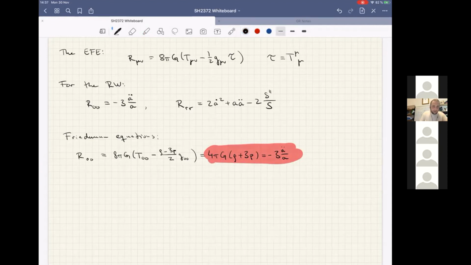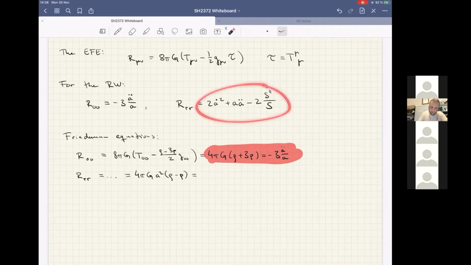Now, for the RR component, we can similarly find that this is 4 pi G a squared (rho minus p). Again, the entire computation is in the lecture notes. And this should then be equal to what we had up here: 2a dot squared plus a double dot minus 2 S double prime divided by S.